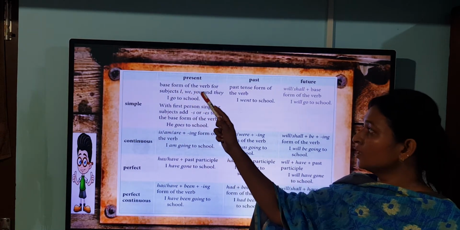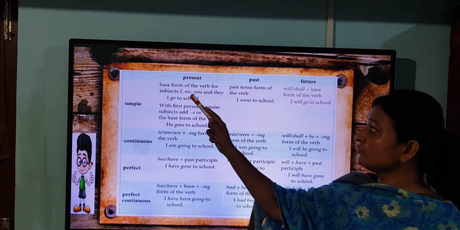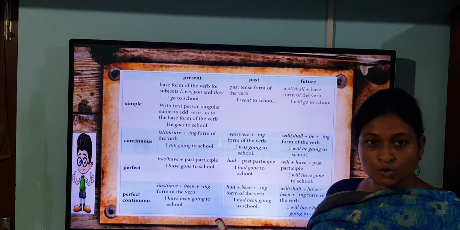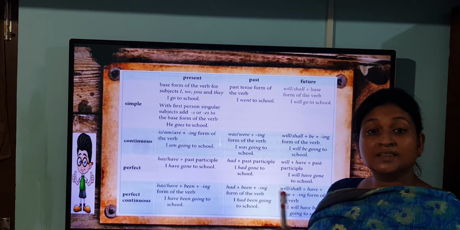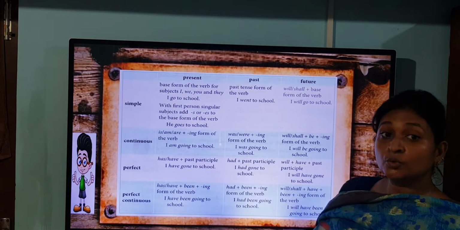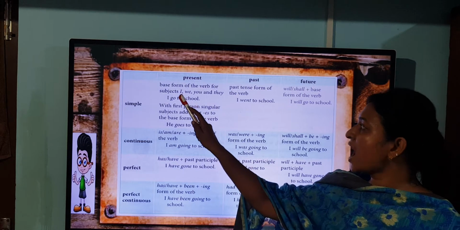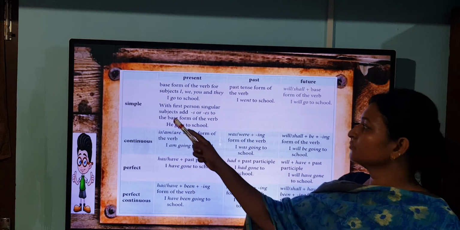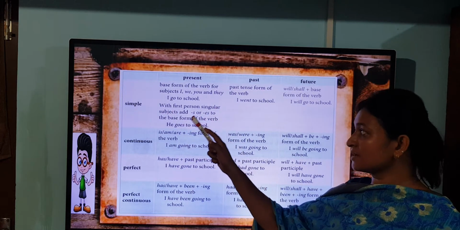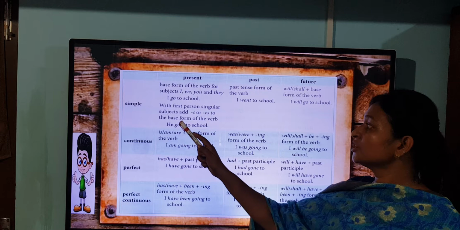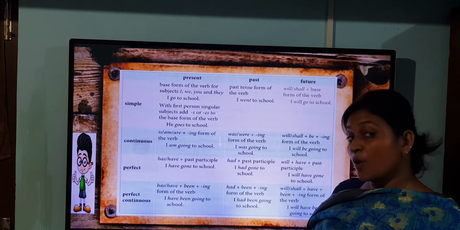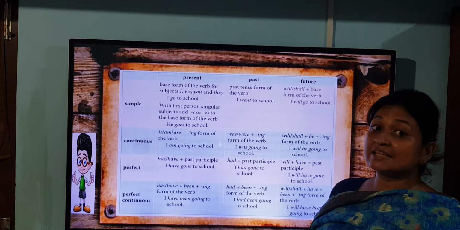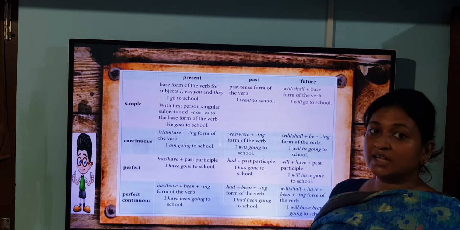Base form of the verb for subjects I, we, you and they. Base form. I go to school. We go to school. They go to school. You go to school. So whenever we have I, we, you and they, we have the base form of the verb. With third person singular subjects, add s or es to the base form of the verb. And when are you going to use s and es? When we have third person singular number like he, she, it.